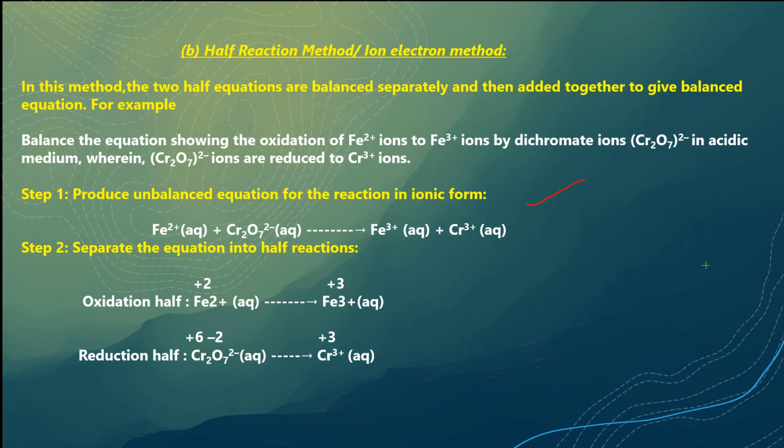for example, balance the equation showing the oxidation of Fe2 plus to Fe3 plus by dichromate ion, that is Cr2O7 2 negative, and the dichromate ions are reduced to Cr3 plus. So I have written the ionic equation here. First step, same as the previous method, oxidation number method.